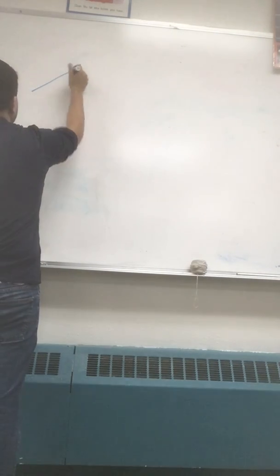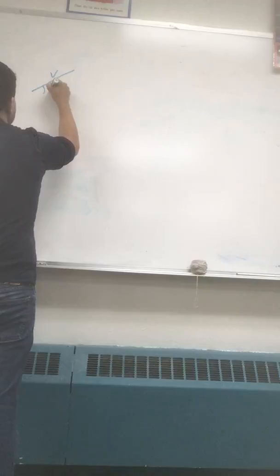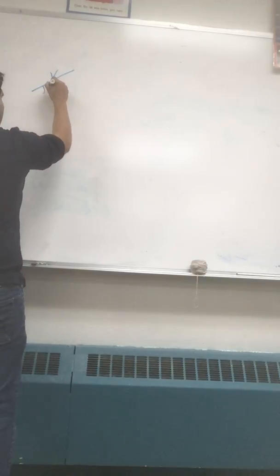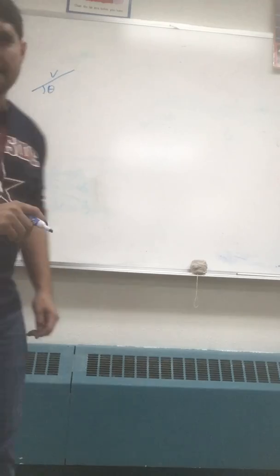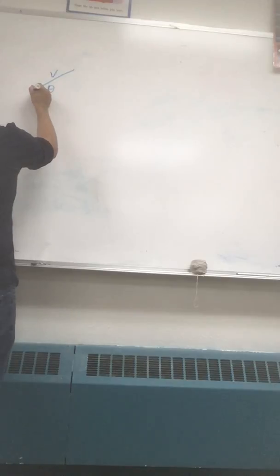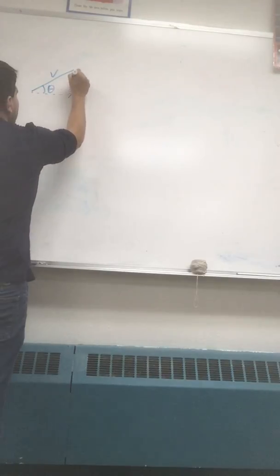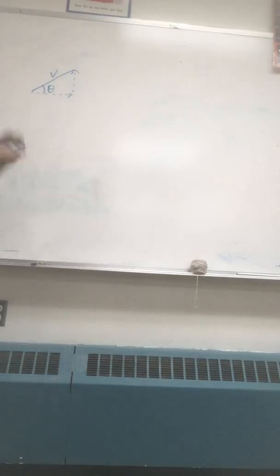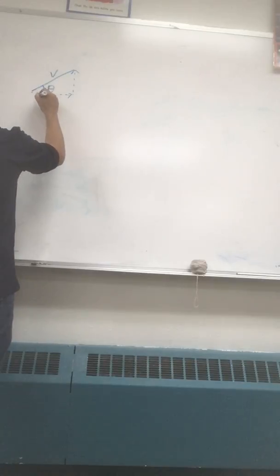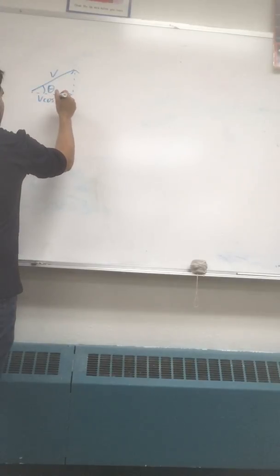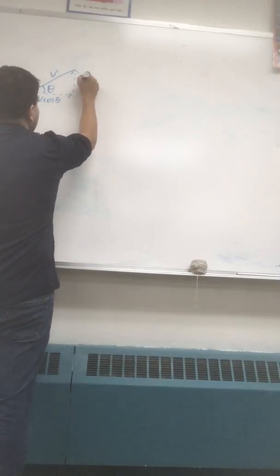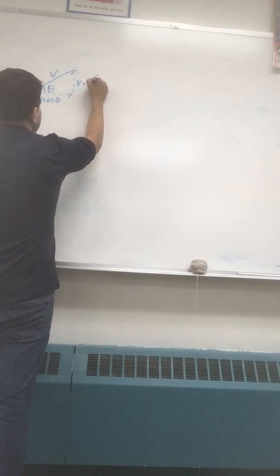So let's draw a picture of our scenario. We're looking for this V, and they give us an angle. So, as we mentioned, anytime we have one of these problems at an angle, we want to go ahead and split it into its components. So this is going to be V cosine of the angle, and this is going to be V sine of the angle.